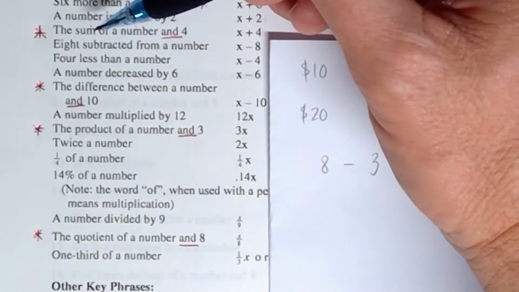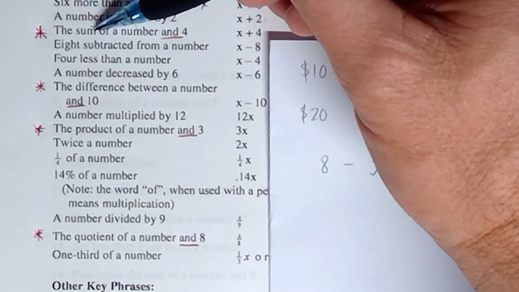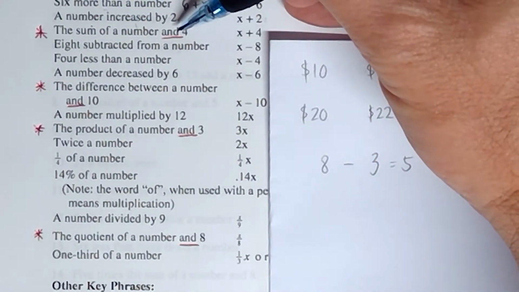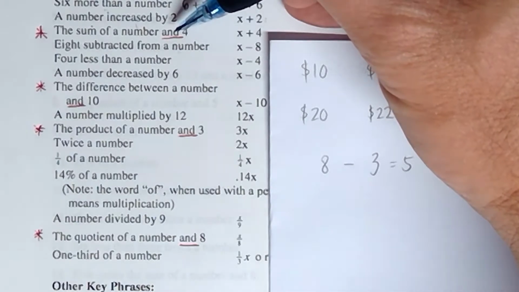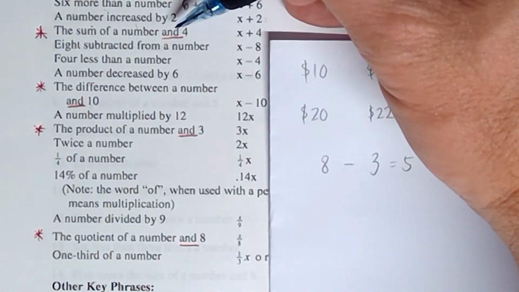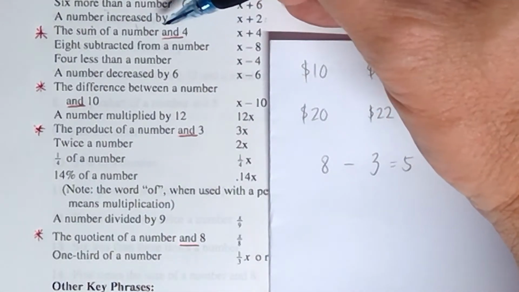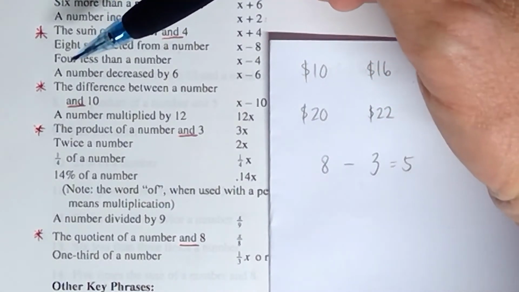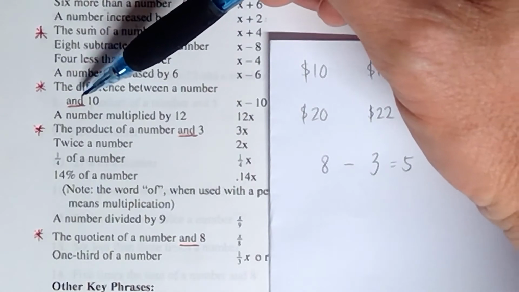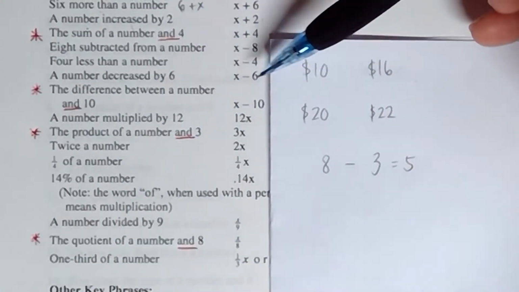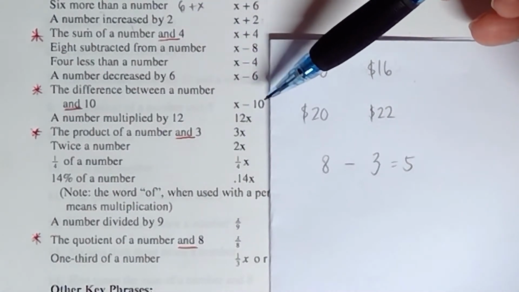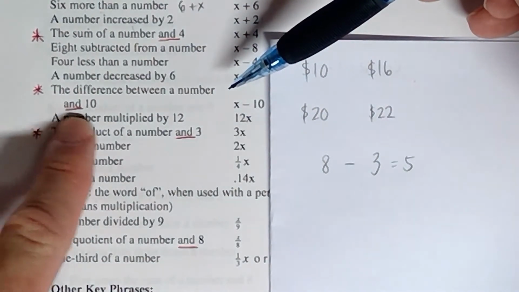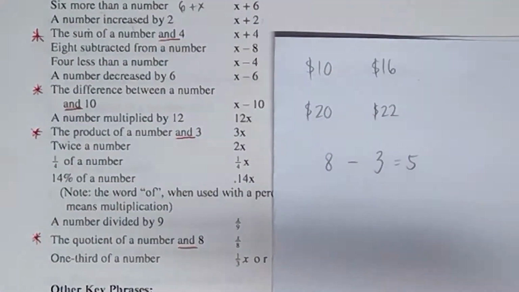So because sum means addition, what you do is you put the plus sign right here, where the word "and" is located. That's what I meant with the word "and". That's where the operation goes. So that's why it's x plus 4. It's because you put the plus here. Just like when it's difference, you're going to put the minus sign where the word "and" is. And so you can see that here, x minus 10. Number for x, then the word "and", that's where the minus goes, and then the 10. That's how you translate that.